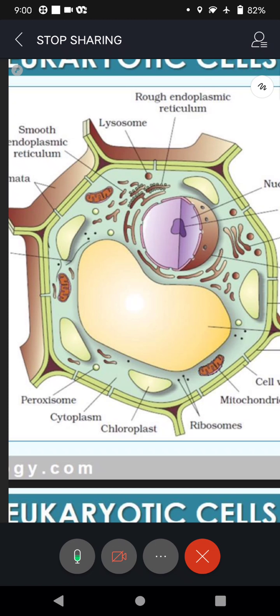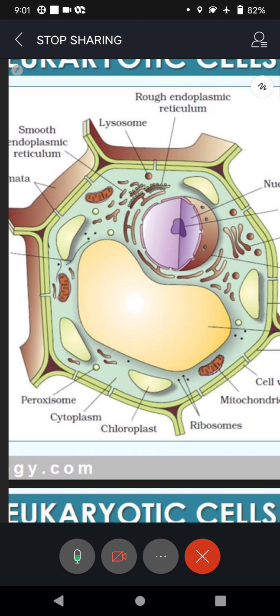And next, cytoplasm. Just now I said cyto means cell, plasm means liquid. Liquid that is present inside the cell. And basically it is protoplasm. Proto means primitive, plasm means liquid. Liquid that is present inside the cell, and it is a primitive one, basic one.